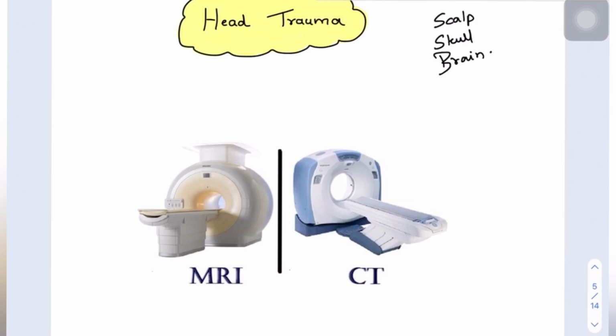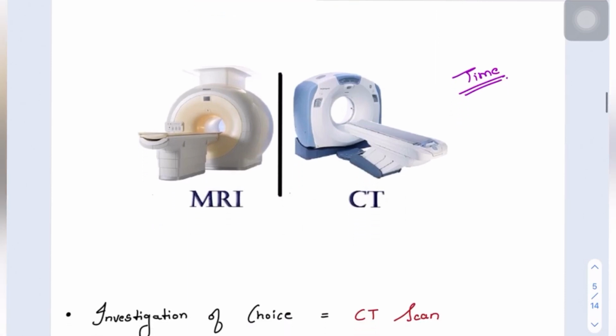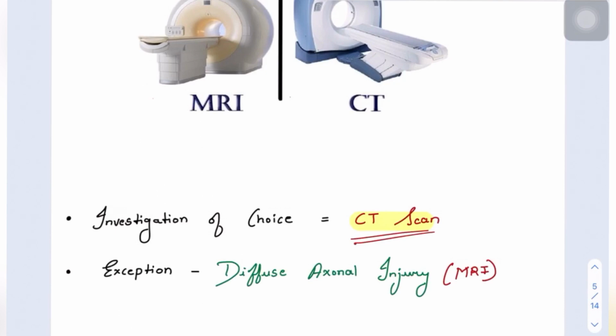So in trauma, just focus on one thing, which is time. It is a very crucial factor in head trauma. So if you get any question regarding what is the investigation of choice in head trauma, then tick mark the answer CT scan. But there is one exception in which the MRI is used, that is diffuse axonal injury.